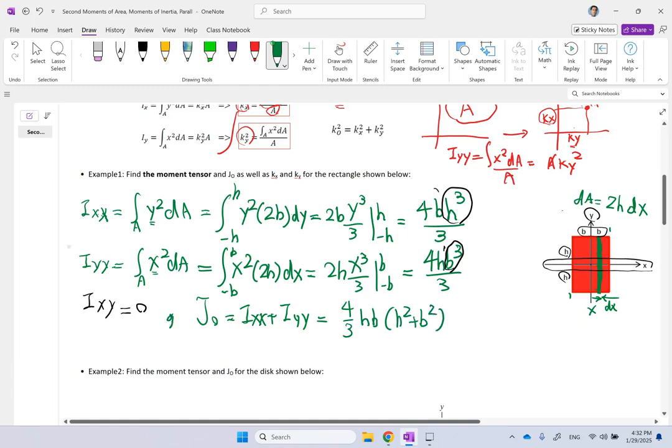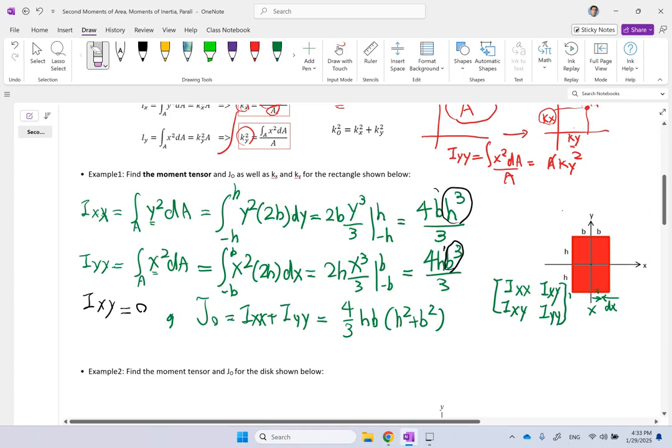So now that you have Ixx, Iyy, and Ixy, you can form your tensor. Remember, your tensor was this. And since Ixy and Iyx are the same, I can just place Ixy here and then Iyy. There we go. That's your tensor.